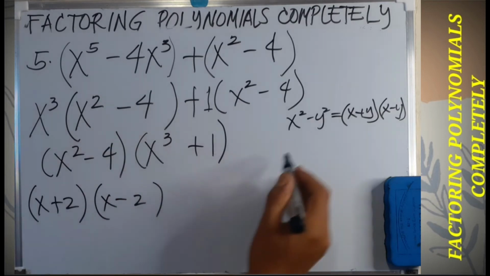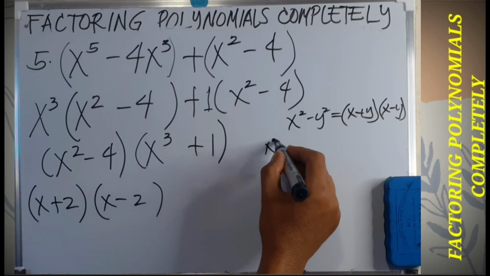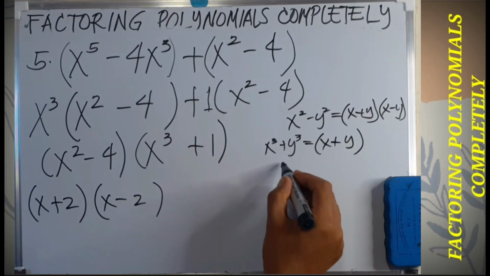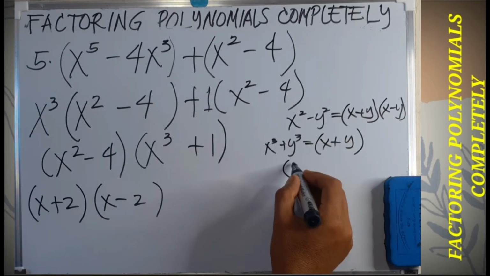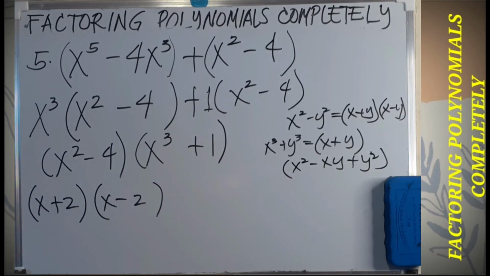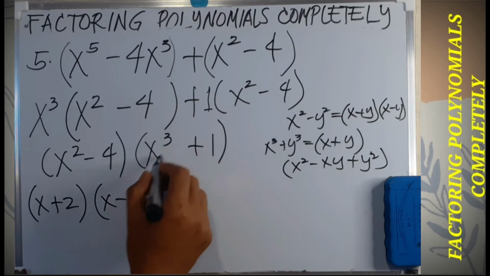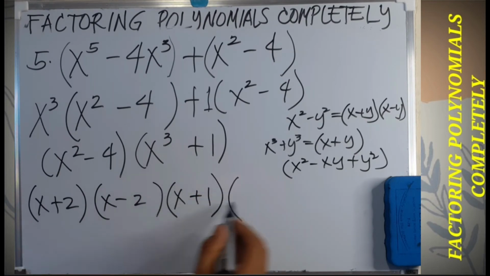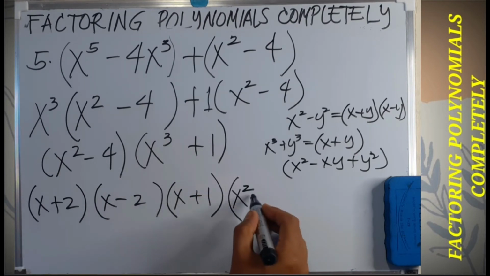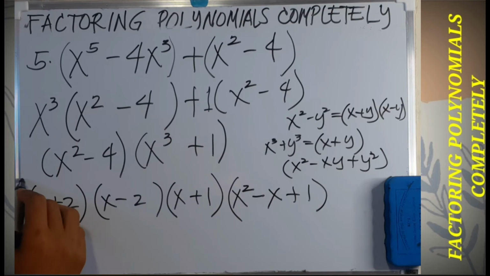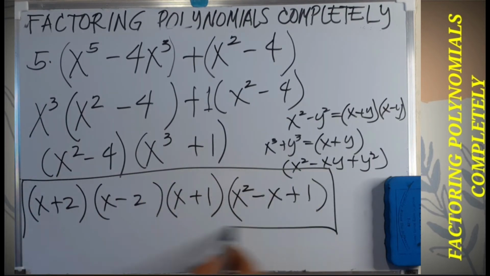And this is a sum of two cubes. Sum of two cubes, x cubed plus y cubed, is x plus y. The trinomial factor is x squared minus xy plus y squared. So we have cube root of x cubed is x, cube root of 1 is 1. Then x times x, x squared. 1 times x, negative x. 1 times 1 is 1. These are again the factors of the polynomial in this number.